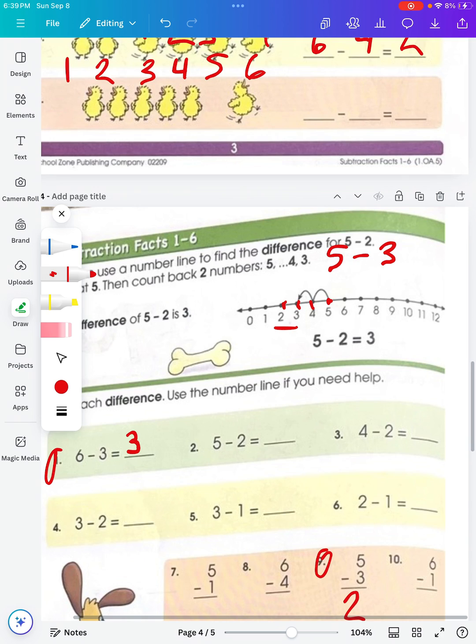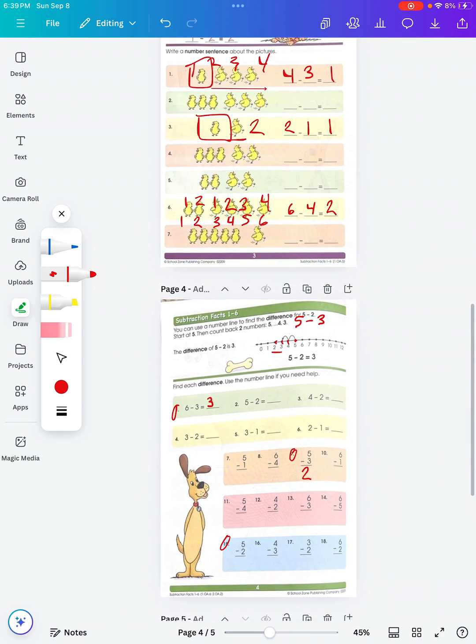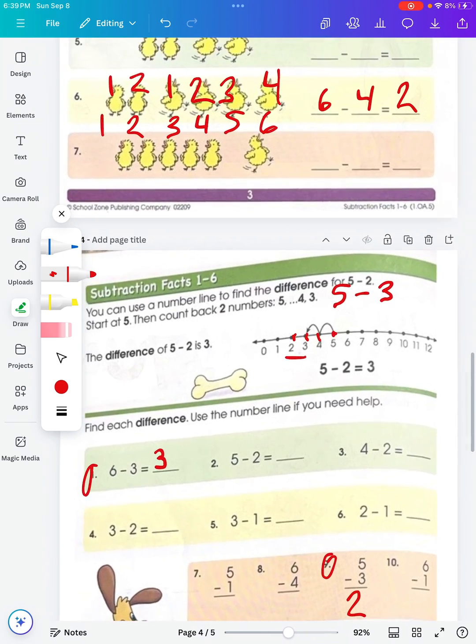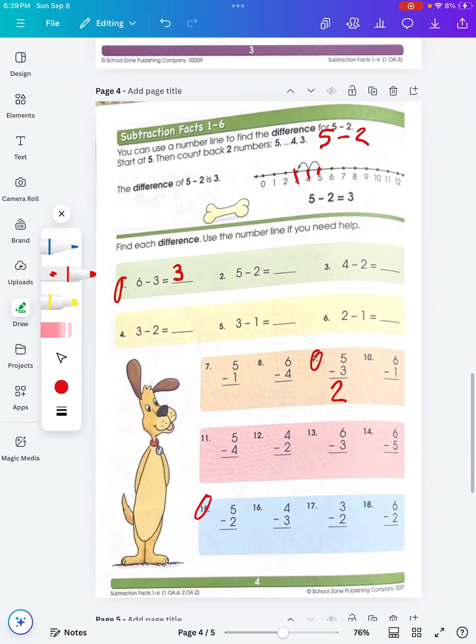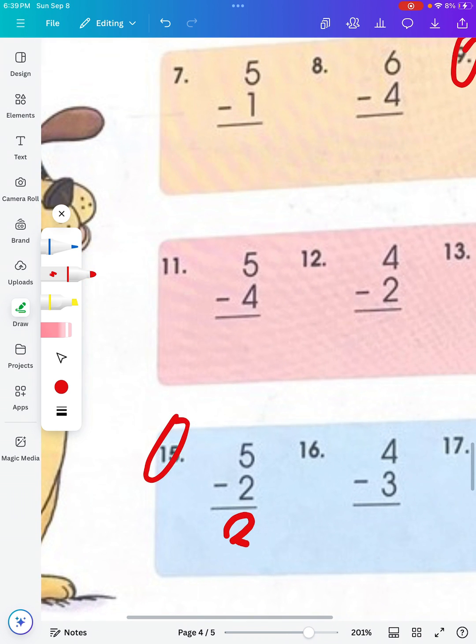And then now we'll answer our very last question, number 15, which is 5 minus 2. So 5 minus 2, we'll start on 5 and go back 2 numbers. 1, 2. And we landed on 3. So 5 minus 2 equals 3.